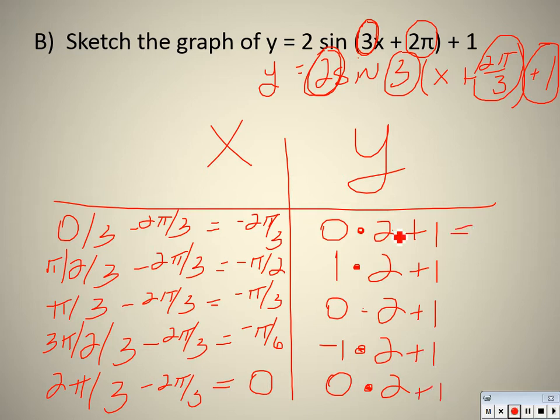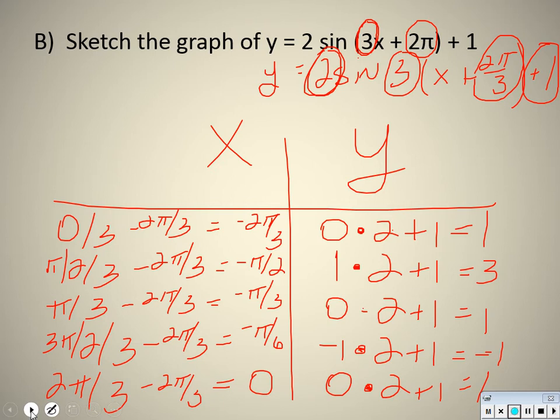So when I work this out, 0 times 2 is 0, plus 1 is 1. 1 times 2 is 2, plus 1 is 3. 0 times 2 is 0, plus 1 is 1. Negative 1 times 2 is negative 2, plus 1 would be negative 1. And then 0 times 2 is 0, plus 1 would be 1. So I have that there. So now I can make my graph.